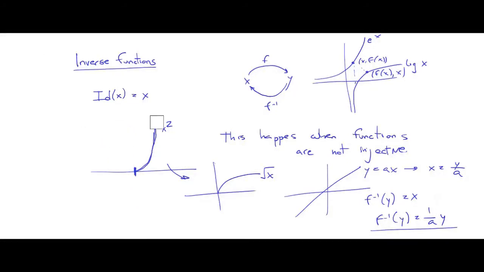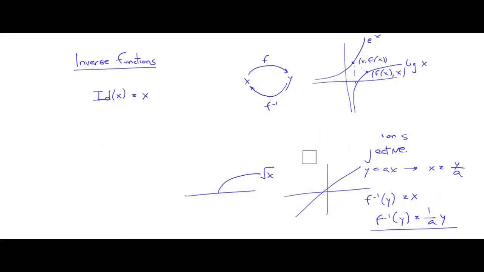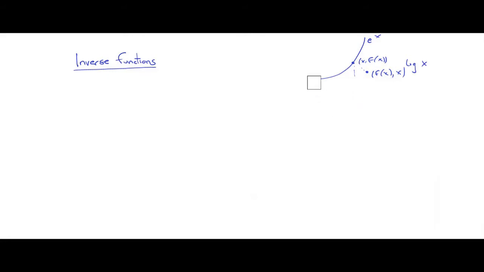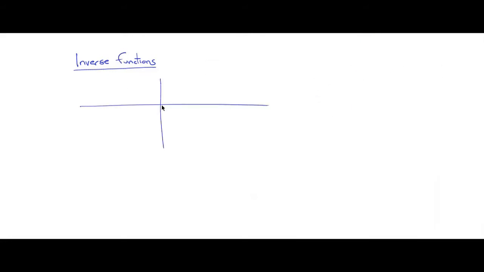As a final point, if you have a periodic function, for instance, like the sine, this is clearly not injective, because, for instance, the value 1 is repeated infinitely many times. So how do we define an inverse for this?